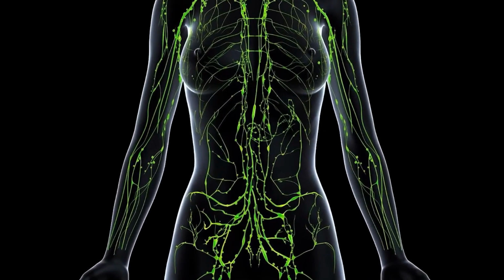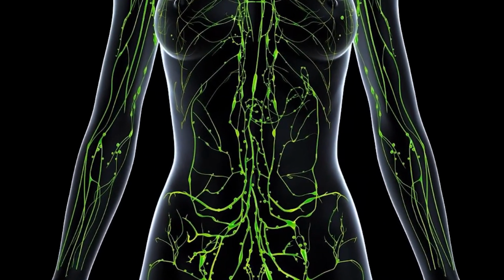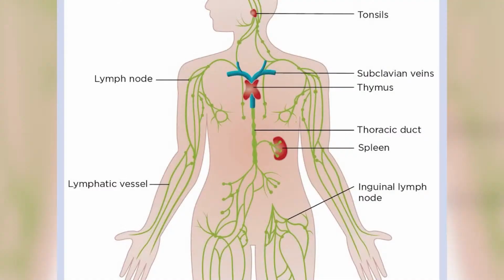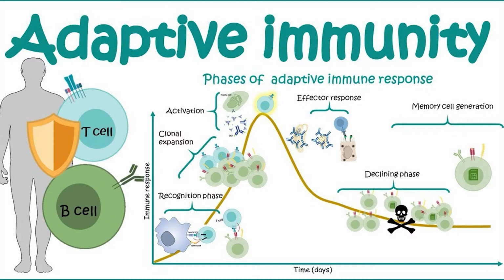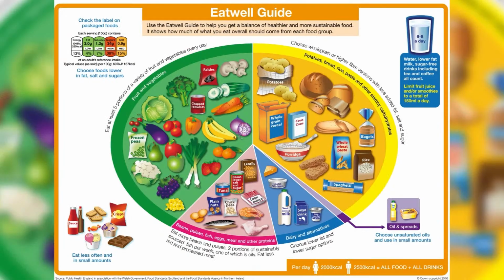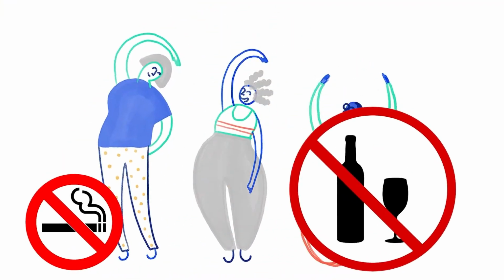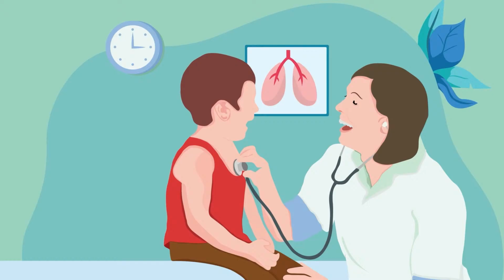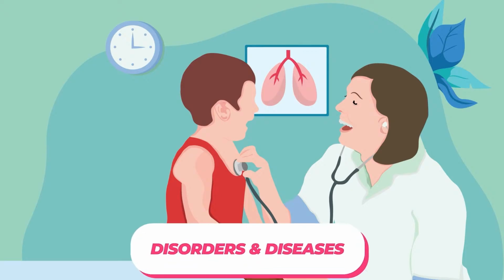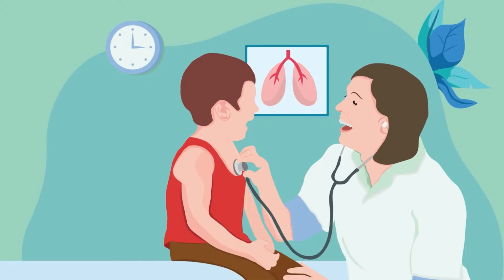Overall, the lymphatic system is a vital part of the body's overall health and well-being. It helps to protect the body against disease and infection, maintain fluid balance, and play a role in the body's immune response, fat metabolism, and other important functions. It is important to take care of the lymphatic system by maintaining a healthy diet, staying active, and avoiding smoking and excessive alcohol consumption. It's also important to have regular checkups and screenings to detect any possible disorders or diseases of the lymphatic system as early as possible.